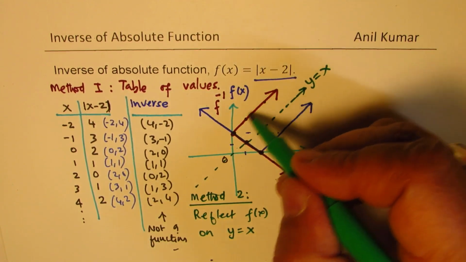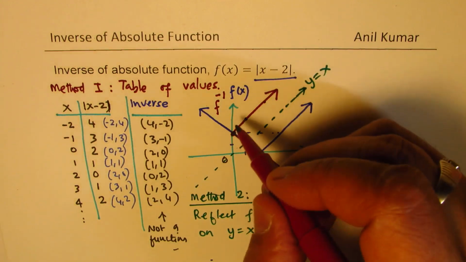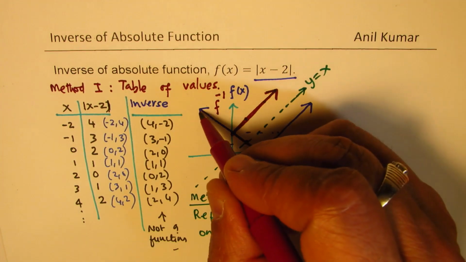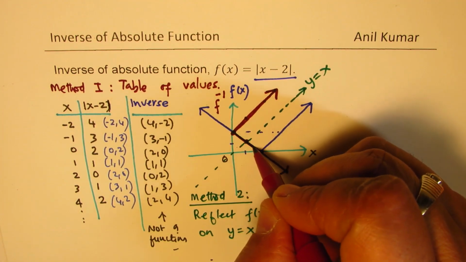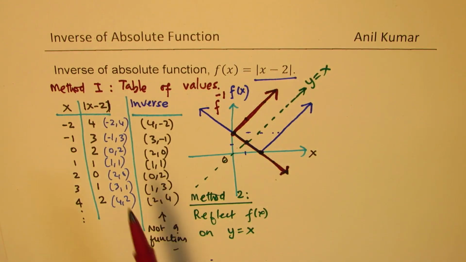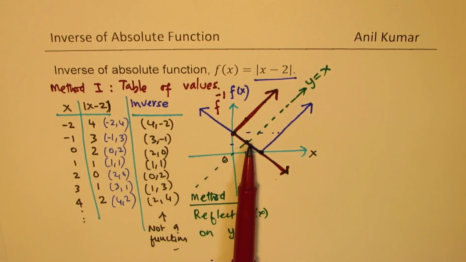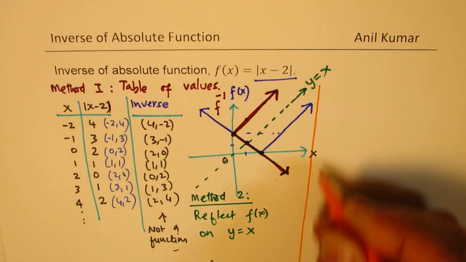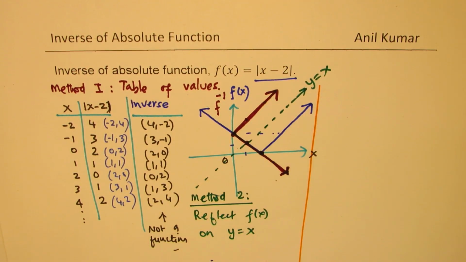So if you reflect, what do you get? You get your inverse function. Do you see that? So this part becomes the reflection of that part, and this part gets reflected right there. So we get the same curve. You could use the points to graph, or you could use the reflection to graph. Perfect. So clearly, we could get the function very easily by getting the points or reflecting it on y equals x, right?